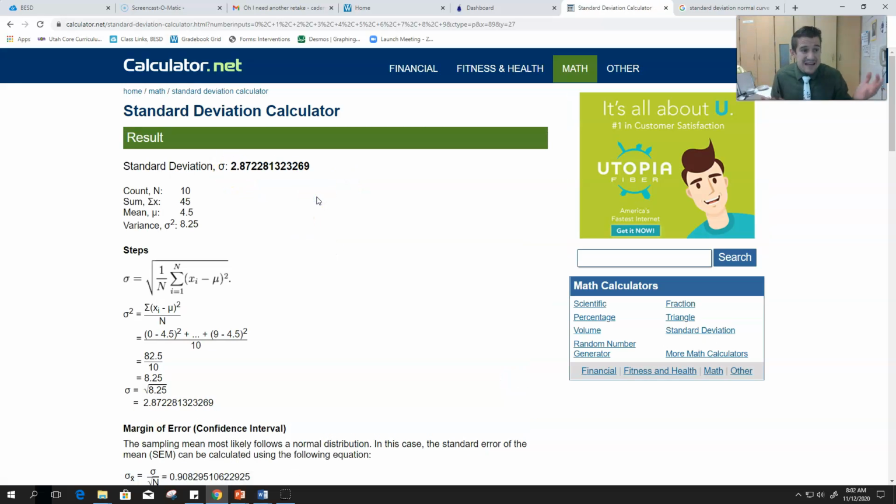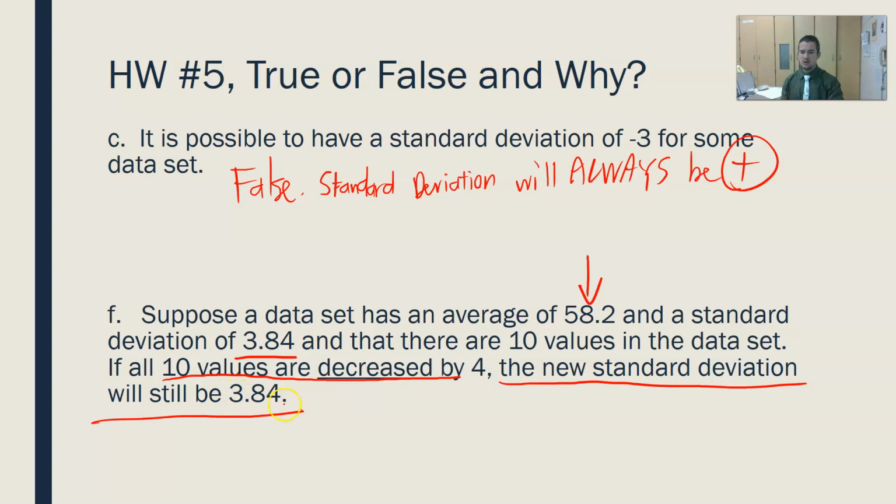Alas, it is. Even though the mean is different, all the data values are still the same distance away from the new mean. So the answer to this question would be yes. The new standard deviation is still 3.84 because the data values are all still the same distance away from the mean. Their spread is still the same.